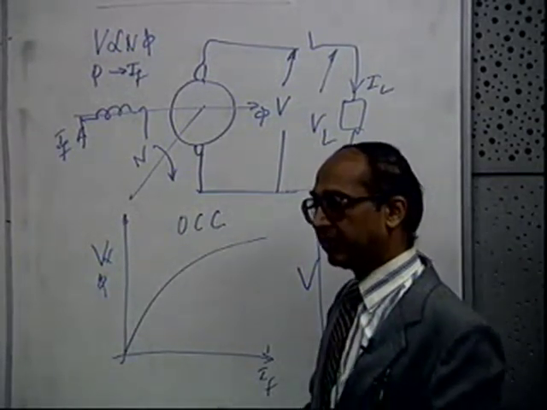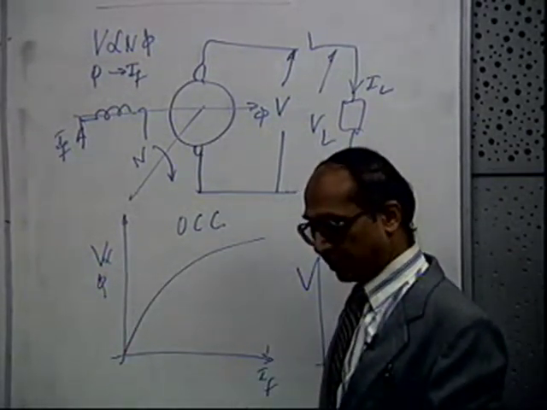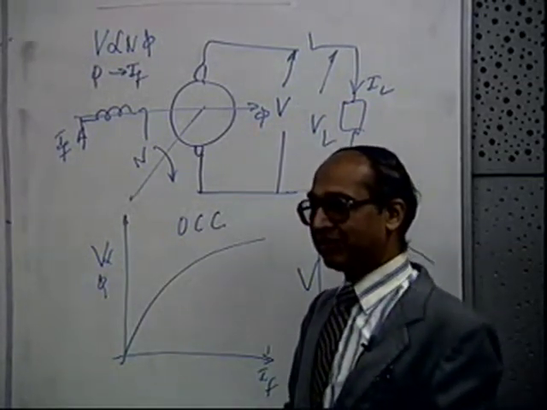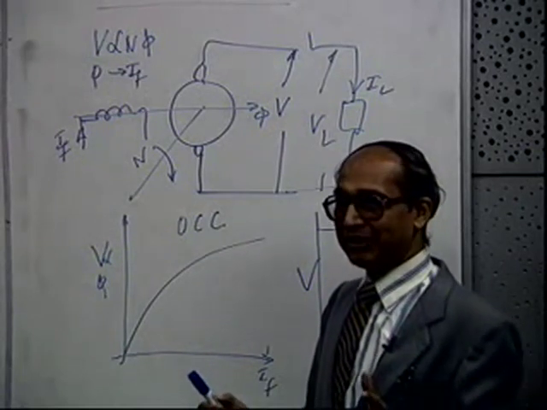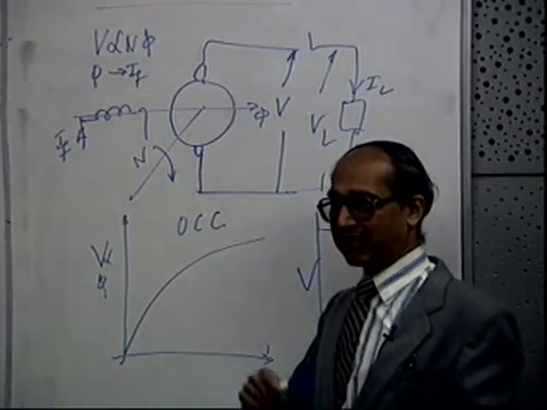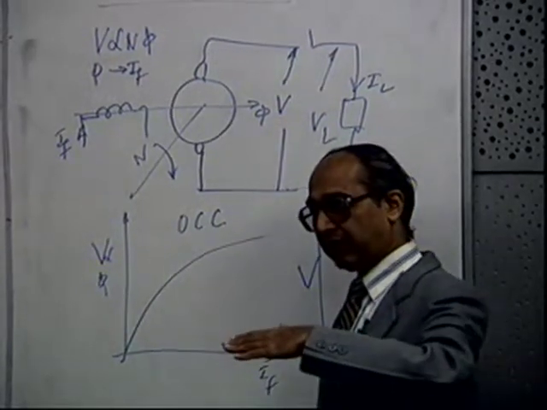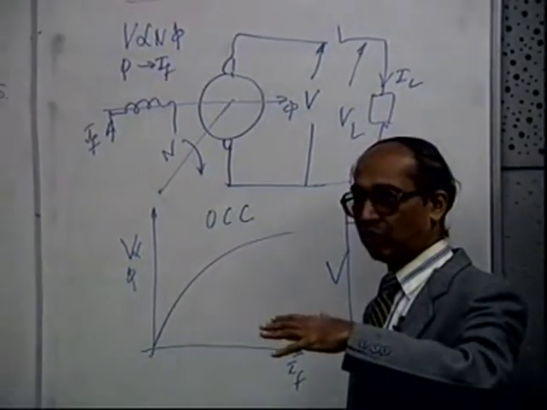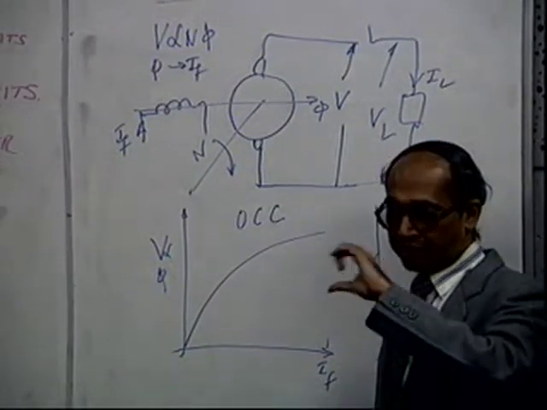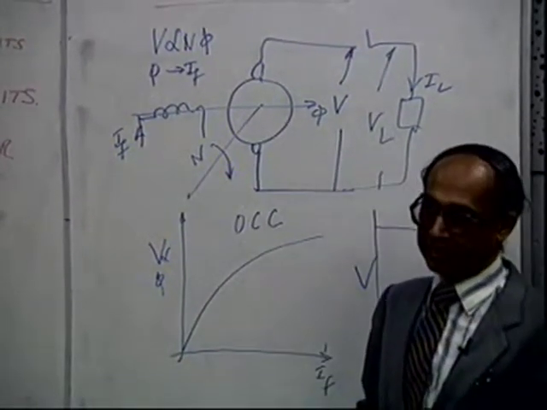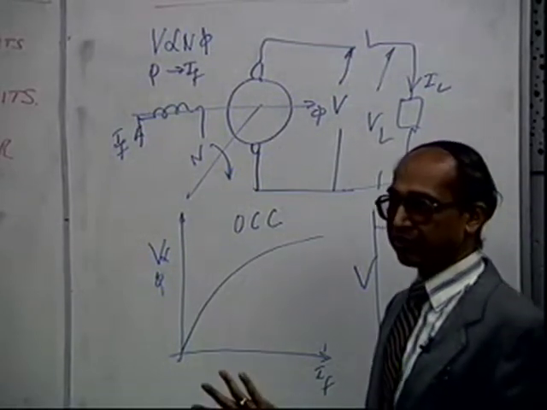So what is the meaning of saturation here, sir? What is the meaning of saturation? What is the BH loop? That is magnetic saturation. I think it was explained several times that after a certain flux in a core, for additional flux you must put a much larger exciting current. That is called magnetic saturation.